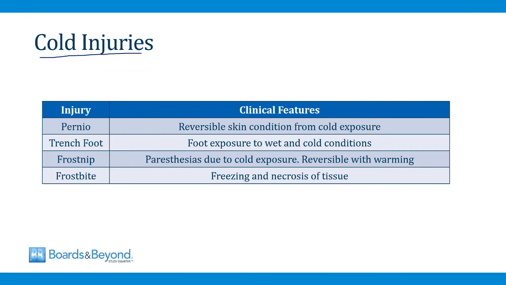Cold injuries commonly occur, especially in the extremities when the body temperature gets low. There are a number of different cold injuries that you may see in the emergency room. One of the most serious ones is frostbite. This refers to freezing and necrosis of tissue, but there are other cold injuries as well. Pernio, which we'll talk about in a minute, is a reversible skin condition from cold exposure. Trench foot happens when the feet are exposed to wet and cold conditions. And then frostnip, which often precedes frostbite, refers to paresthesias due to cold exposure that go away with warming.